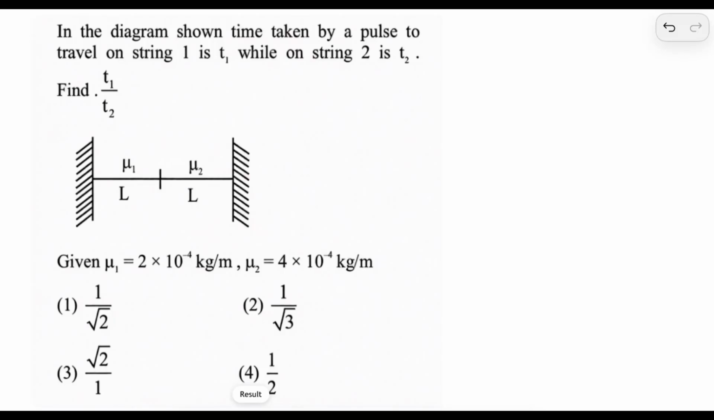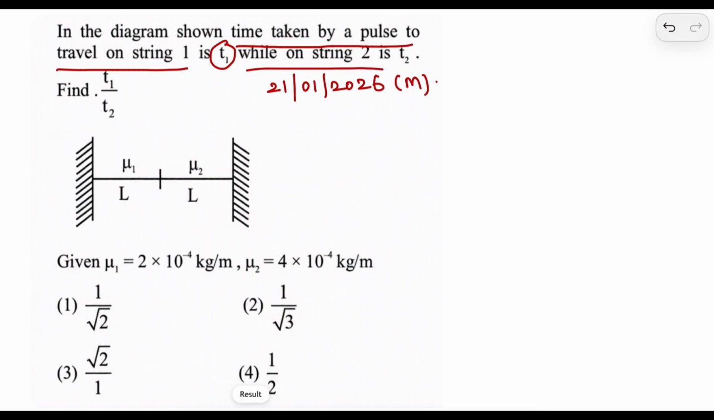This is a question from 21st January 2026, morning shift. The question is: in the given diagram, the time taken by the pulse to travel on string 1 is T1 and the time taken by the pulse to travel on string 2 is T2. So what is T1 by T2?